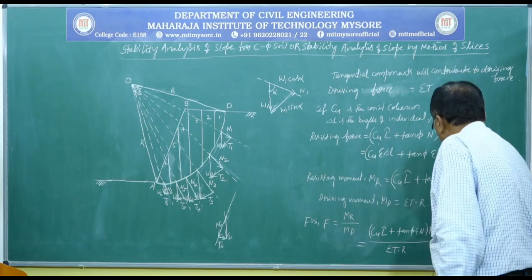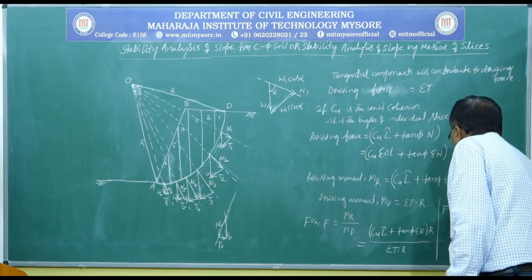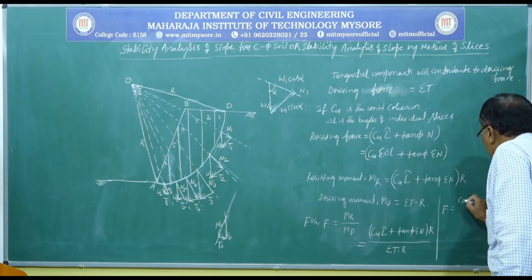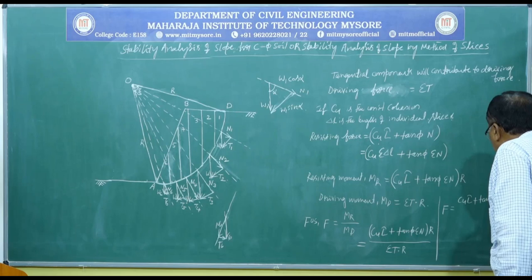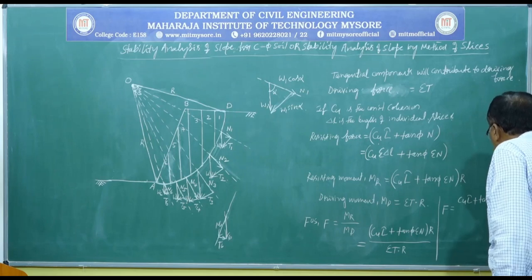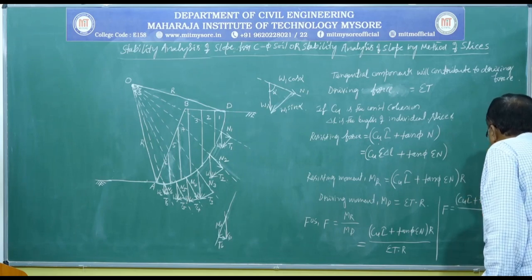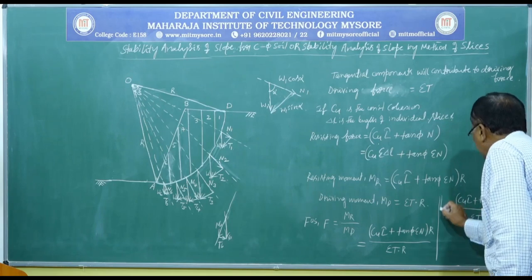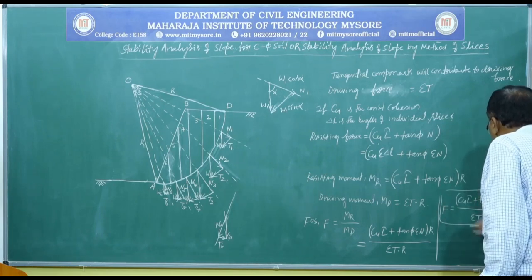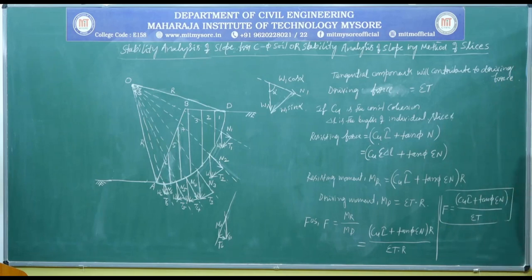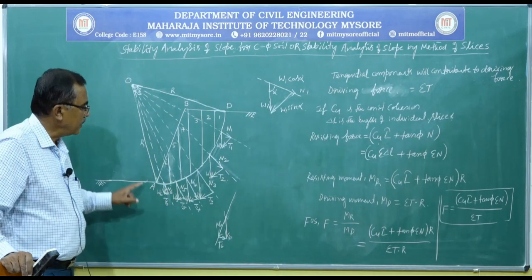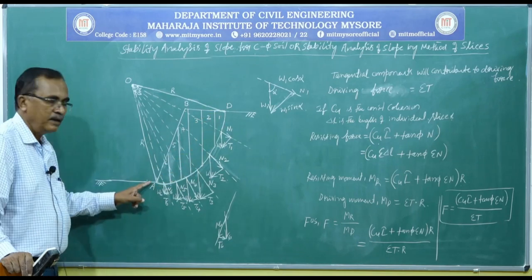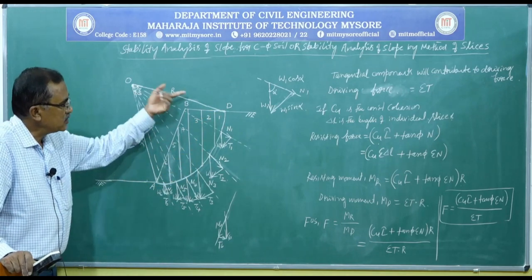Therefore, factor of safety F is equal to Cu L arc plus tan phi into sigma N, divided by sigma T. So this is the expression for factor of safety in this method. The method is very simple. First you have to consider a trial slip circle for a particular slope AD.